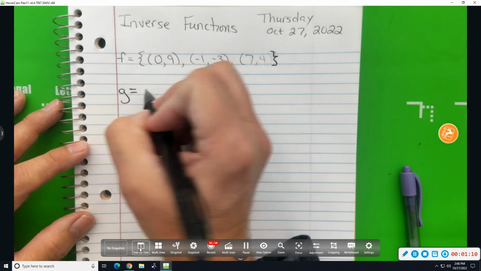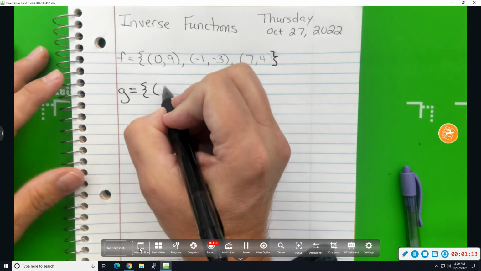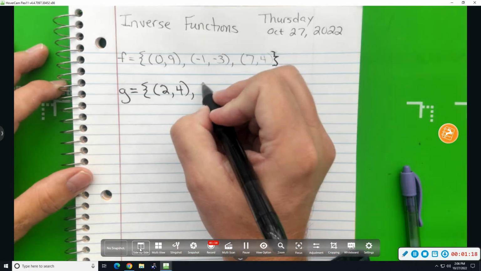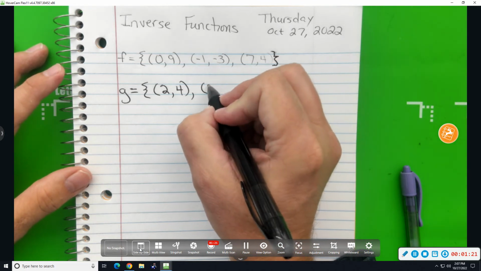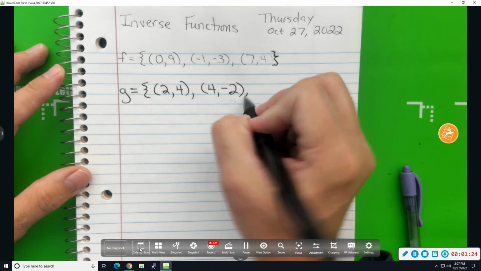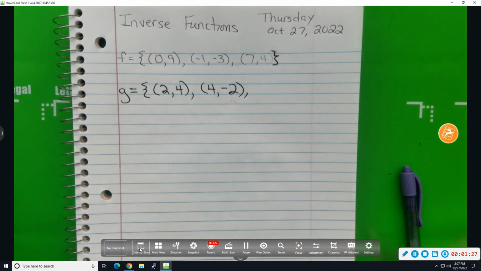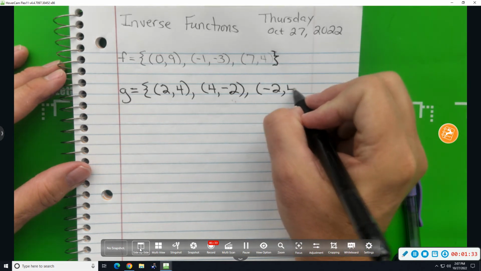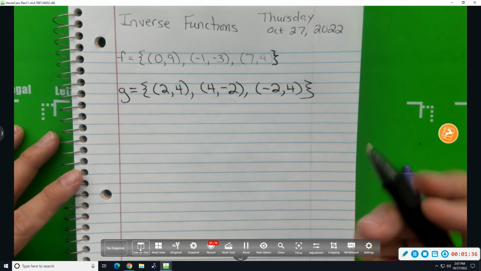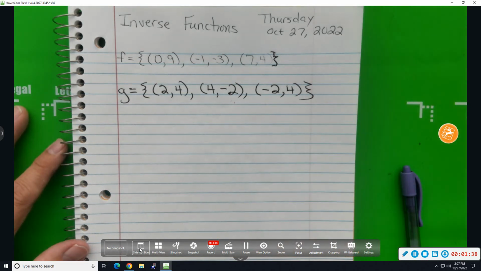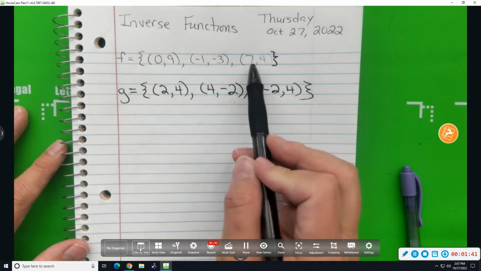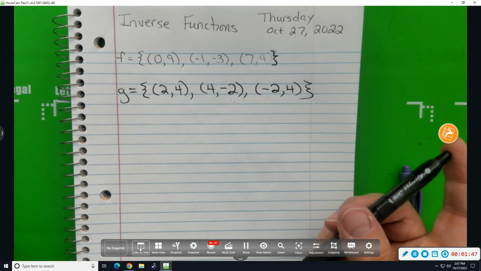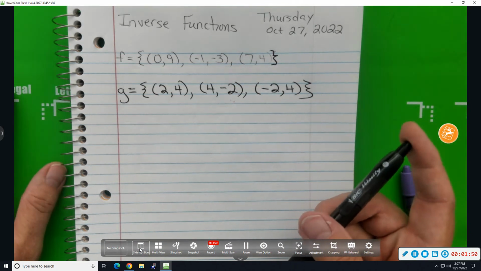Here's another example of a function. I'll call it g. Notice both of these are functions. Notice each one has different x values. Notice 2, 4, -2, different x values. So both of these sets of ordered pairs are functions.